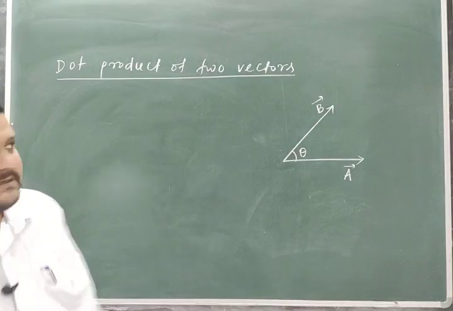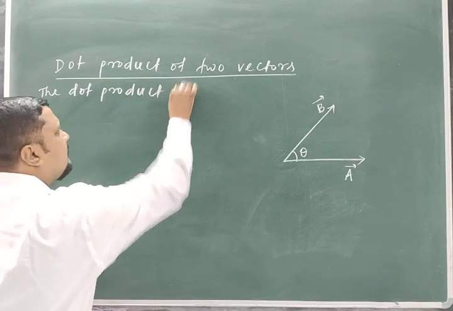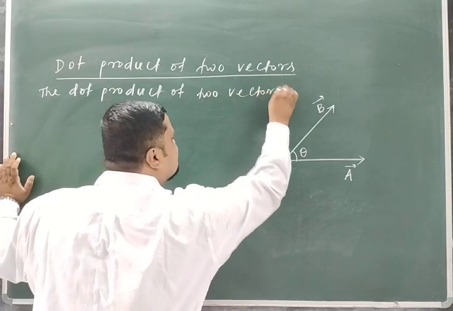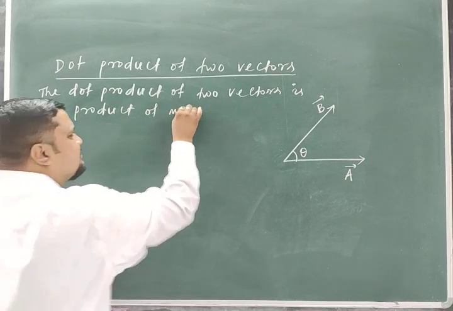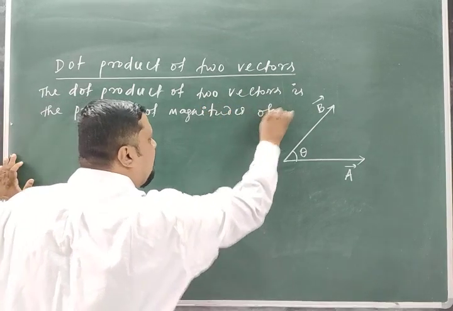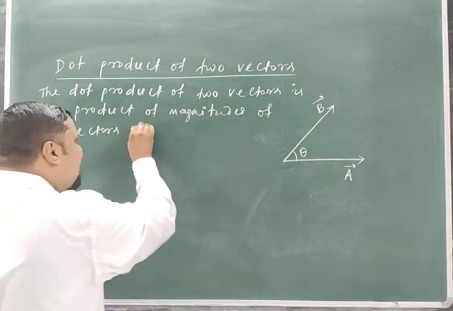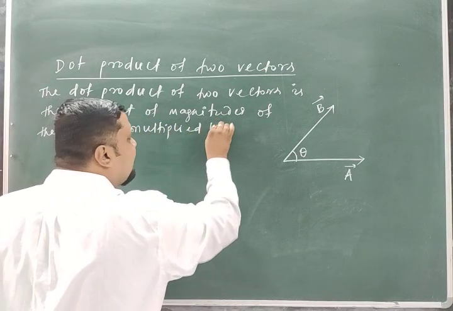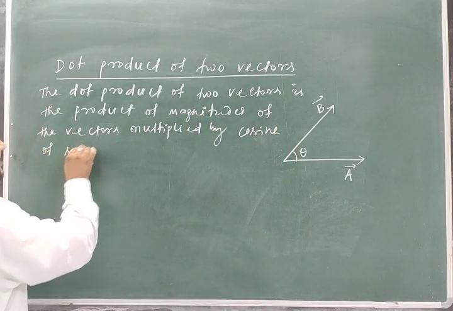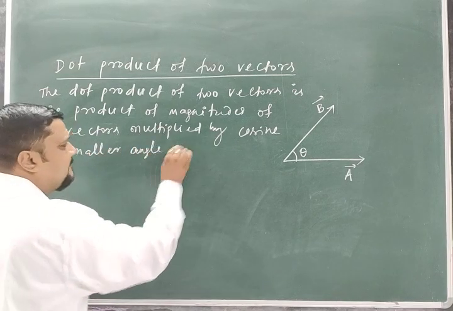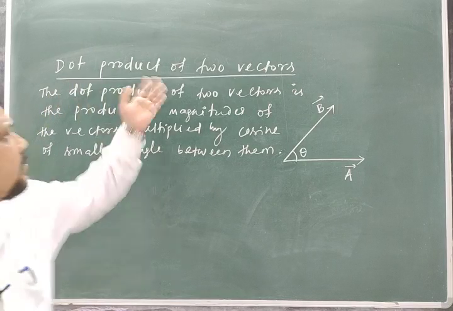Let us consider two vectors A and B, with the smaller angle between them being theta. The dot product of two vectors is the product of the magnitudes of the two vectors multiplied by the cosine of the smaller angle between them. This is called the dot product of two vectors.